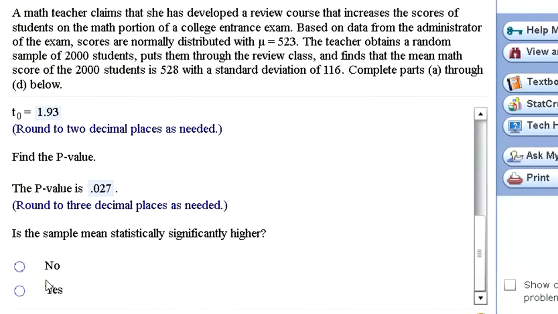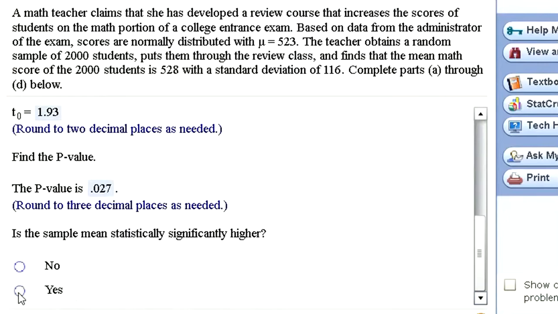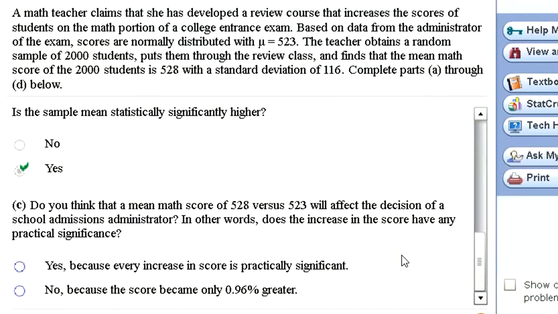Is the sample mean statistically significantly higher? Again, we're checking whether this p-value is less than the alpha level. P-value of 0.027, alpha level of 0.10, that p-value is less. That means we say yes, there is statistically significant evidence that the mean is higher than the population mean from that null hypothesis. So, although we can be statistically confident that this teacher's review course does improve math scores, raising the mean from 523 to 528 probably is not very important. So this is an example of when something can be statistically significant, although not practically important. So significance and importance aren't the same thing.